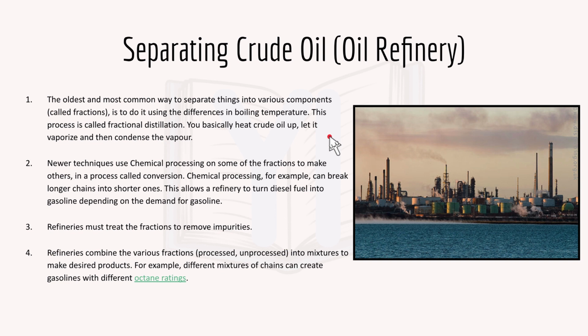The oldest and most common way to separate things into various components, called fractions, is to use the differences in boiling temperature. The process is called fractional distillation, and you basically heat the crude oil up, let it vaporize, and then condense the vapor. Newer techniques use chemical processing on some of the fractions to make others in a process called conversion. And you can have a read for the oil refinery.